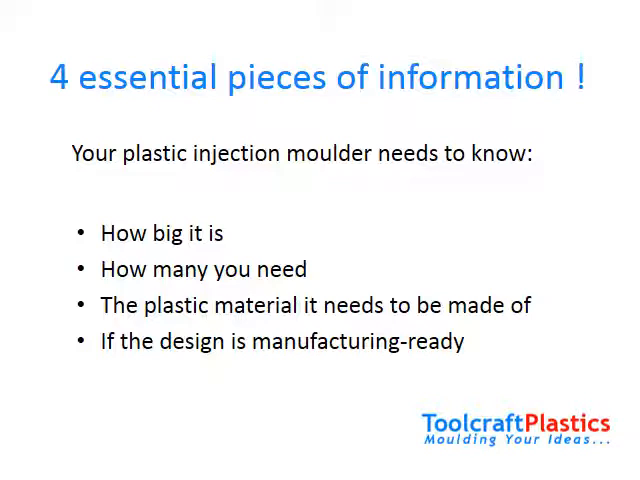In the rest of this video I explain why it is essential to tell your moulding company: 1. How big the part is, 2. How many you need, 3. The plastic material required, and 4. Whether the design is finalized for the plastic injection moulding process. Some of these may seem very obvious, but they affect more cost factors than you may expect.